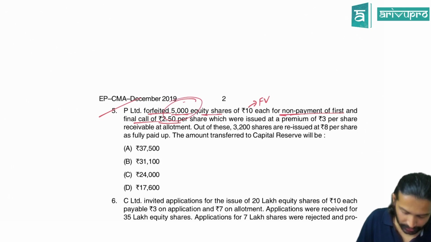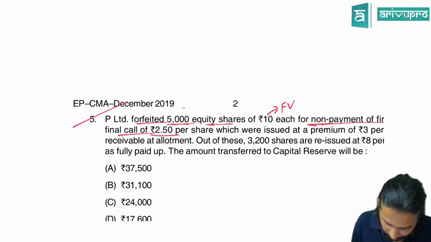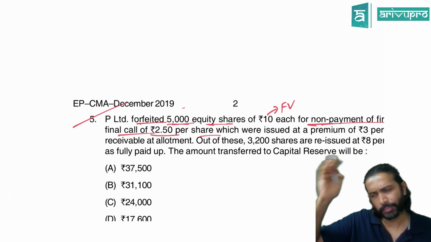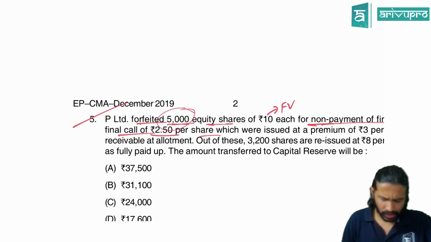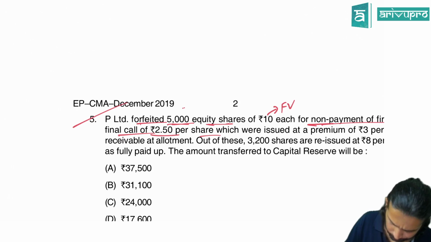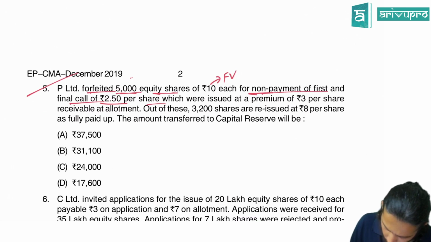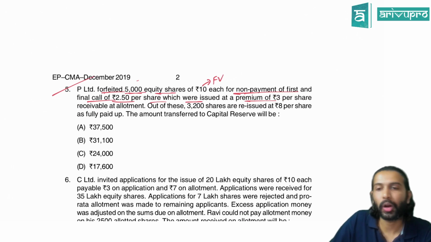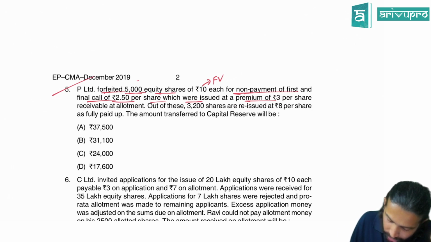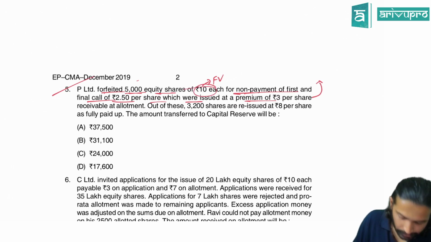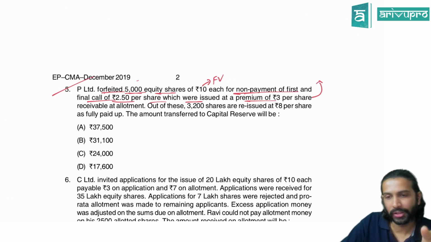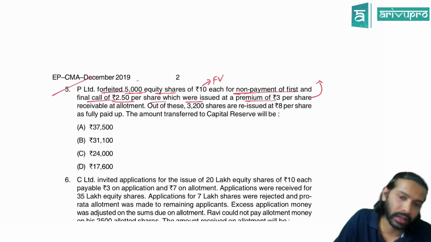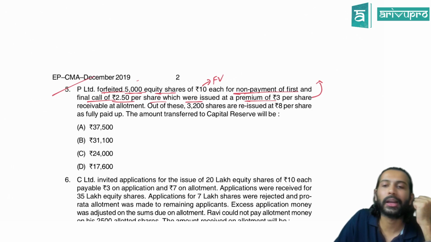Some shareholder, on these 5,000 shares, did not pay the first and final call money of 2.5 rupees. Hence, the company forfeited, meaning cancelled his membership, and they will reissue these 5,000 shares to somebody else. The shares were originally issued at a premium of 3 rupees per share. That means what is the issue price? Face value is 10 plus premium 3, which is 13 rupees per equity share. On every share, the company is expecting to receive 13 rupees.